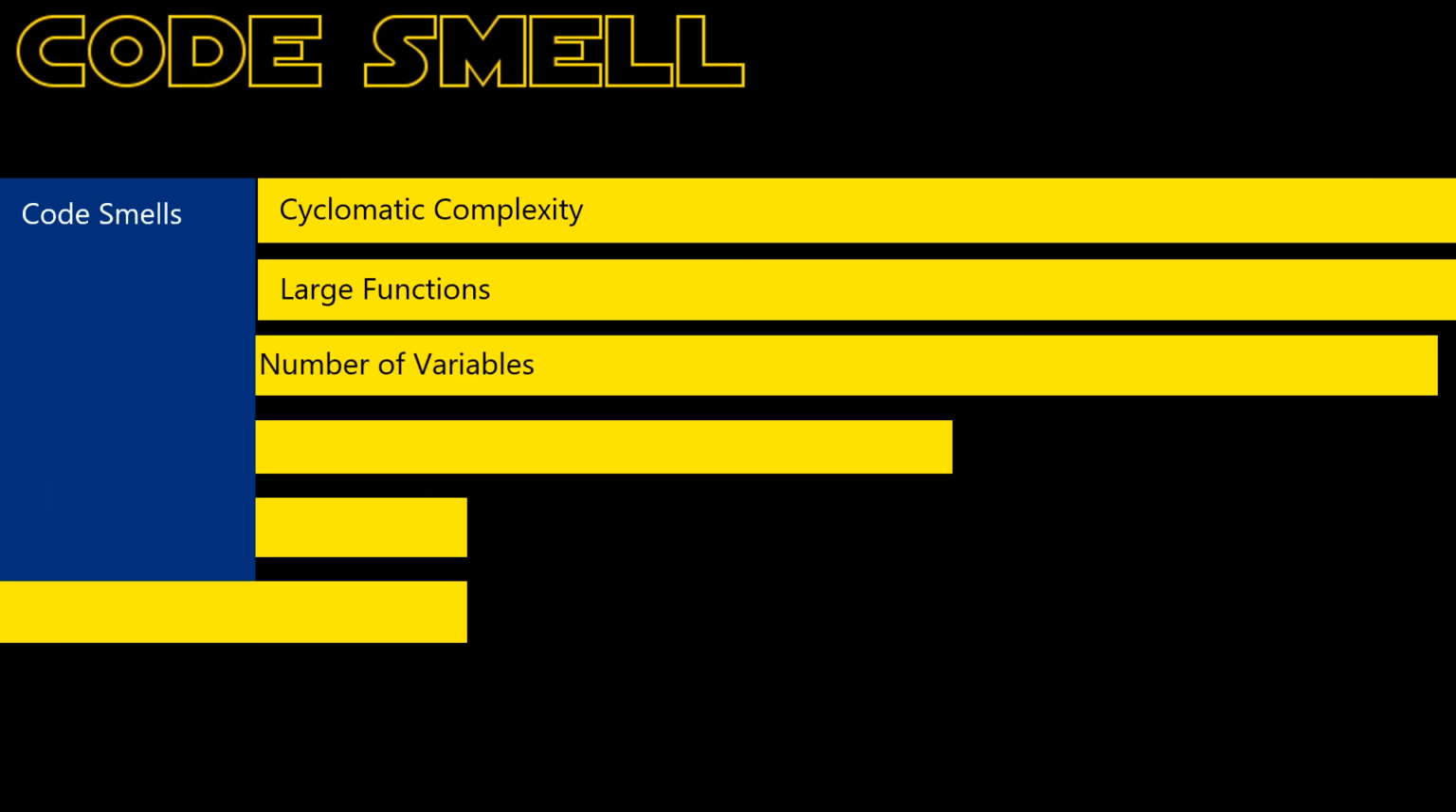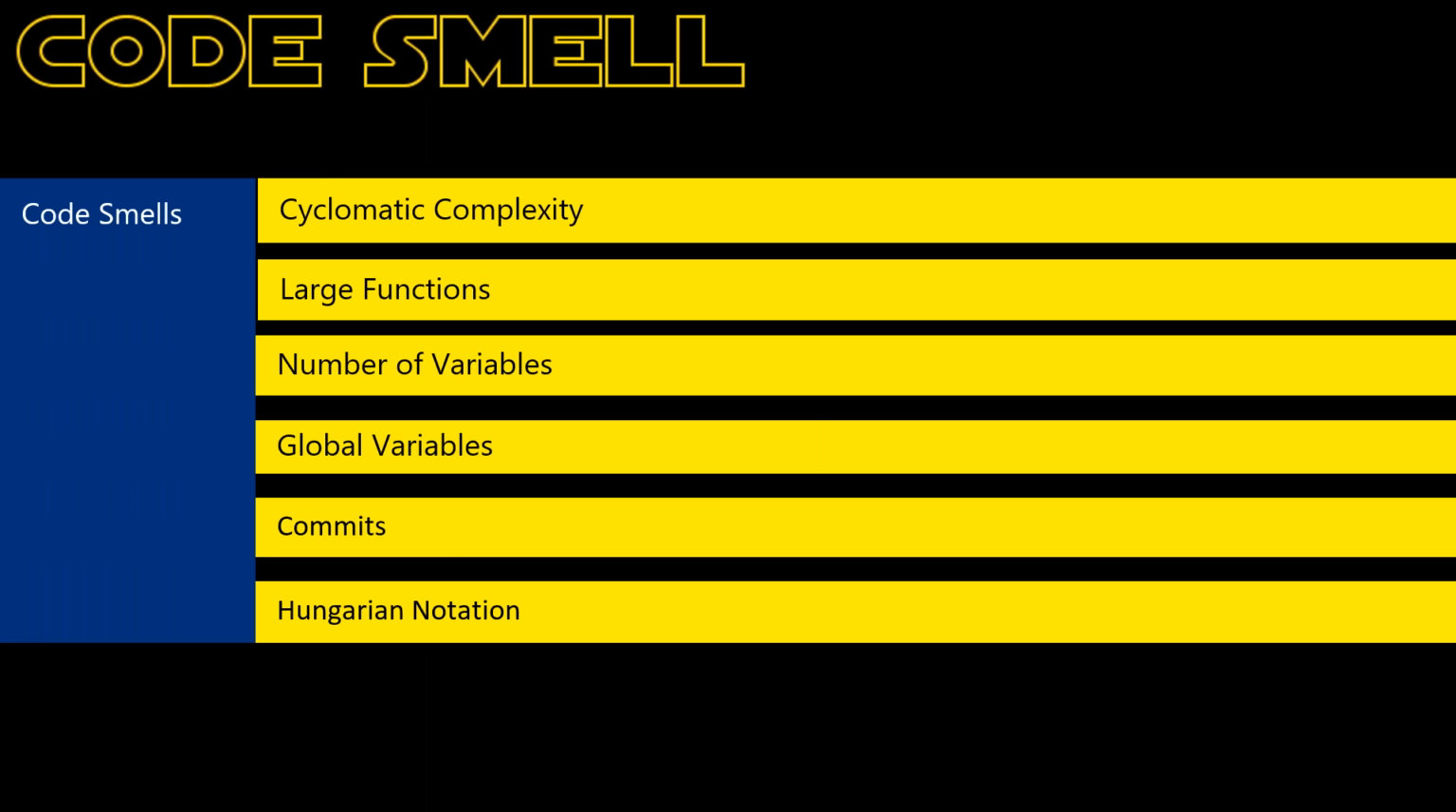So we have a couple of code smells identified: cyclomatic complexity, large functions, number of variables, global variables, but also comments and Hungarian notation. Hungarian notation is where you explain the data type in the variable name. It was pretty common in the 1970s and 1980s. It was kind of a habit we had because some programming languages were not strongly typed, and back then you had terminals with 80 by 25 characters that didn't have multitasking.